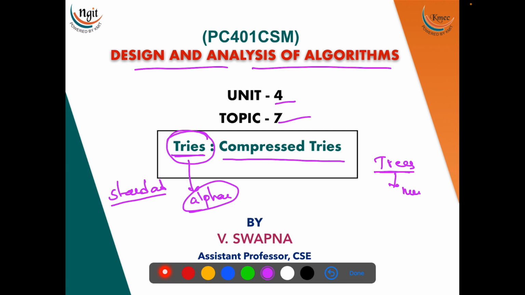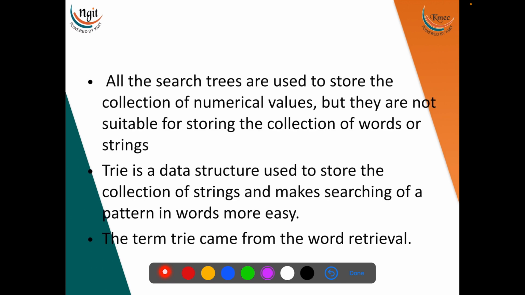Both are concepts of data structures, but the major difference is that the trees we have already come across store numerical values. The tries we are going to learn store alphabetical characters. This video explains compressed tries. The name itself says that we are going to compress the trie to reduce the searching operation time. Now let's see how it works.